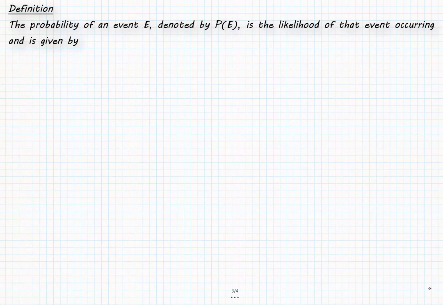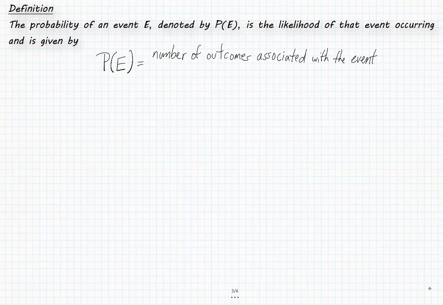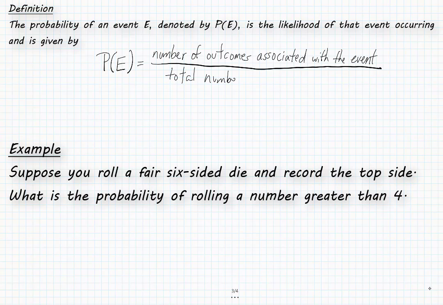So moving forward, what we want to build to is this notion of probability. The probability of an event E, which we're going to denote all the time by P(E), where E is that subset of the sample space, is just the likelihood of the event occurring. The formula for this is given by the number of outcomes associated with the event divided by the total number of possible outcomes. Okay? So let's take a look at an example, something we might be familiar with.